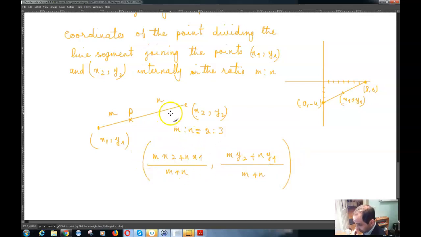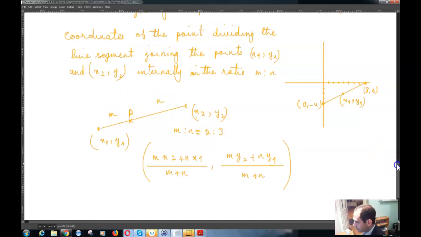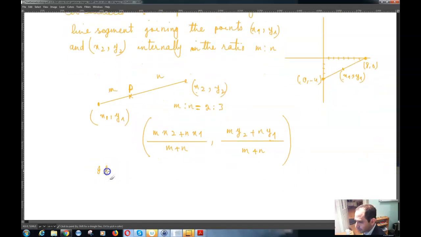Now if P is supposed to be the midpoint of these 2 points, then the ratio m to n is going to be 1 to 1.